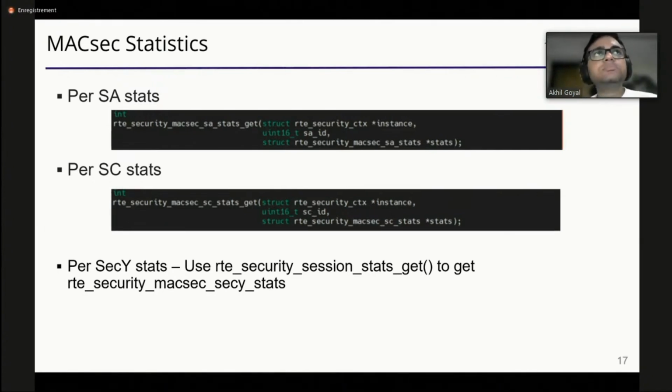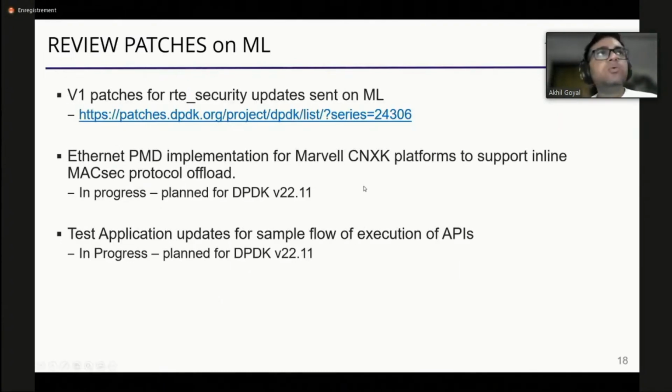Now these are the patches we have on the mailing list, and V1 was posted, I think, three weeks back, so you all can review those patches. The Ethernet implementation will be submitted in the next few weeks, and we will be giving the implementation for Marvell cnxk platforms to support inline MACsec protocol offload. And a test application in DPDK test will introduce a new option to validate this feature.